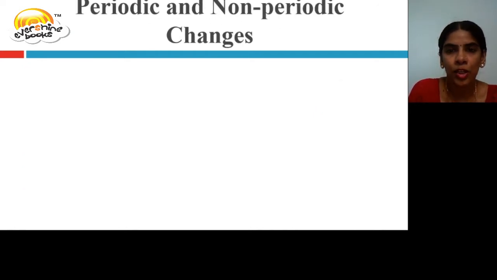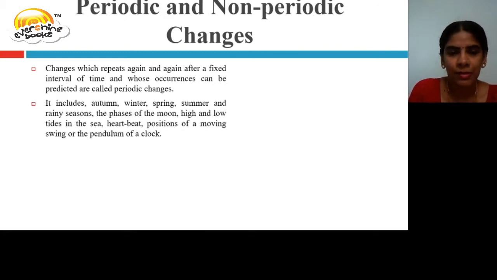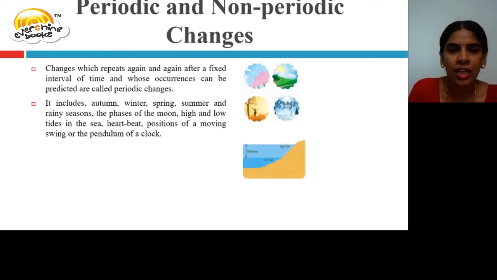Let us learn about periodic and non-periodic changes. Changes which repeat again and again after a fixed interval of time and whose occurrences can be predicted are called periodic changes. That is, you can say at this time, this day, or this fixed time, the occurrence takes place again and again. For example, autumn, summer season, spring season, winter season, phases of the moon, high and low tides, heartbeat, etc.